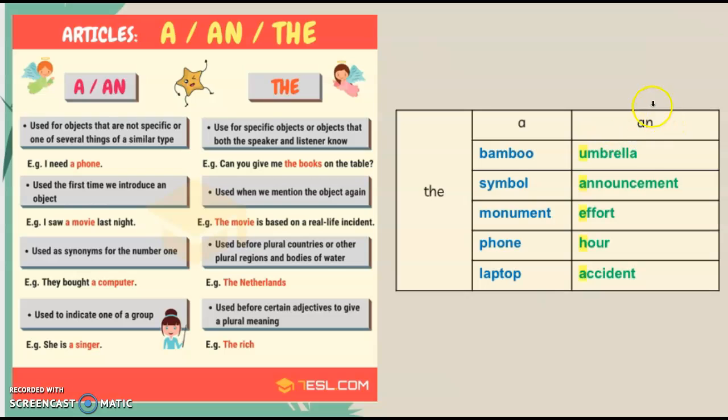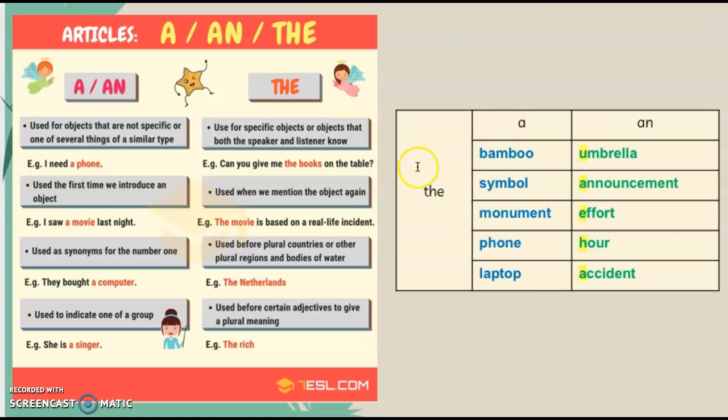Whereas an is used for a noun or word whose initial letter is A, E, I, O, U. Except for this one, hour, it is still an hour, although the initial letter is H. That is because when we say this word, we don't say the H. It is a silent H. So, an hour. The can be used for both kinds of words: the bamboo, the umbrella, the symbol, the announcement.